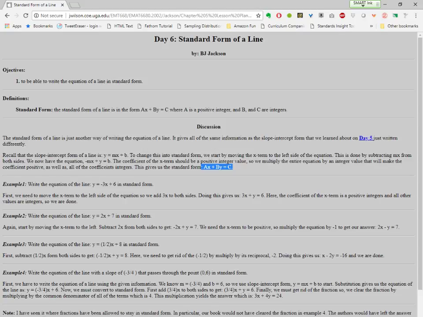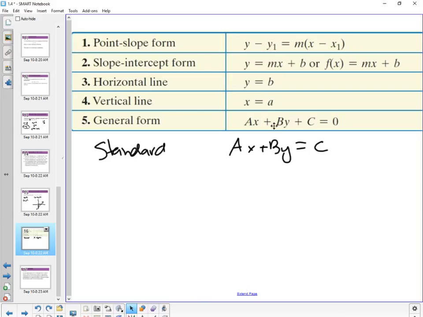I know, that's why I said I don't really like them throwing in that general form. It just makes everything weird. You want standard. I like standard. Okay.